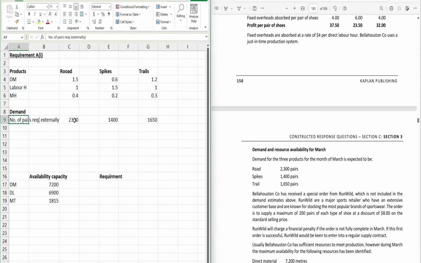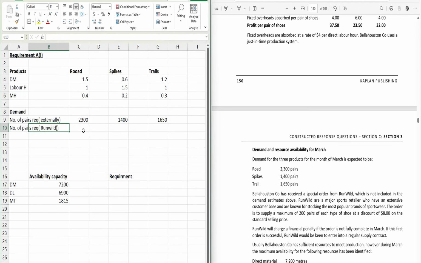And now for the run wild. This is for the external and this is for the run wild. And for run wild, how much is required? In the question they mentioned 200. And why are we writing separately? Because the question told that this amount is not included in the above demand. You can see here, which is not included in the demand estimate above. So this is our total demand.